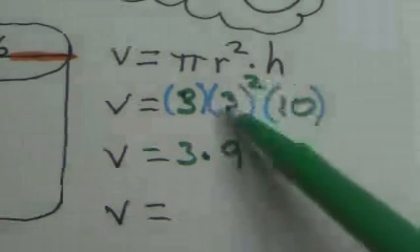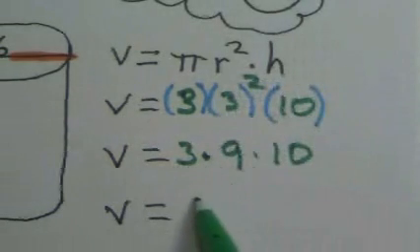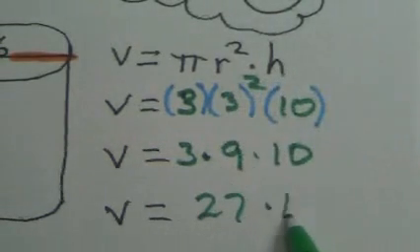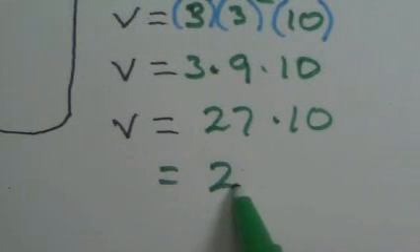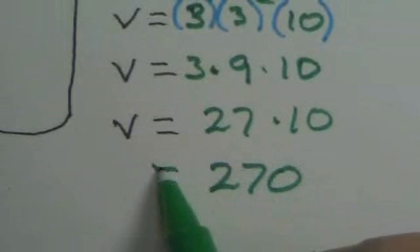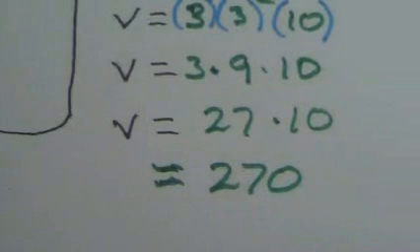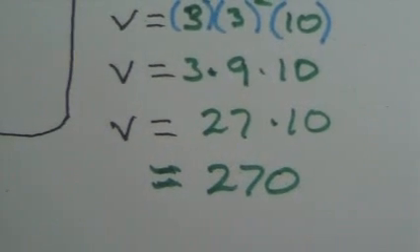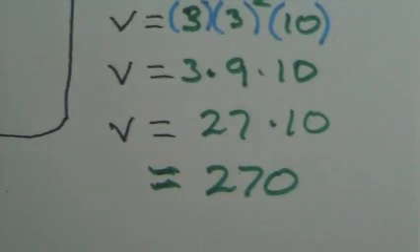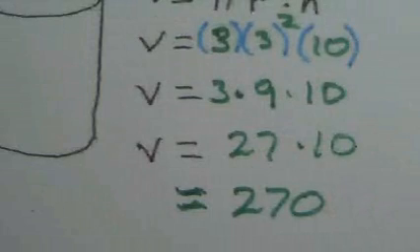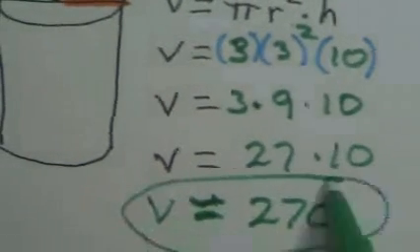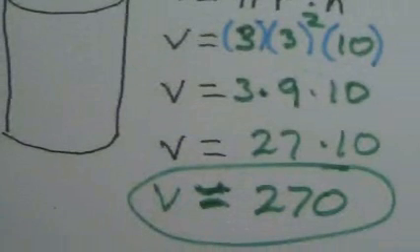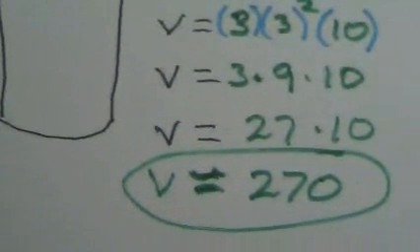Okay, so do the exponents first. And 3 times 9, well, that's 27. So we have 27 times 10. And of course, that is 270. Well, actually, it's approximately 270. And that should be cubes. All right, now I didn't put down the actual units, but it'd be inches cubed or centimeters cubed, whatever. So that's our volume, and this is approximate, because again, we use 3 for pi and not 3.14.